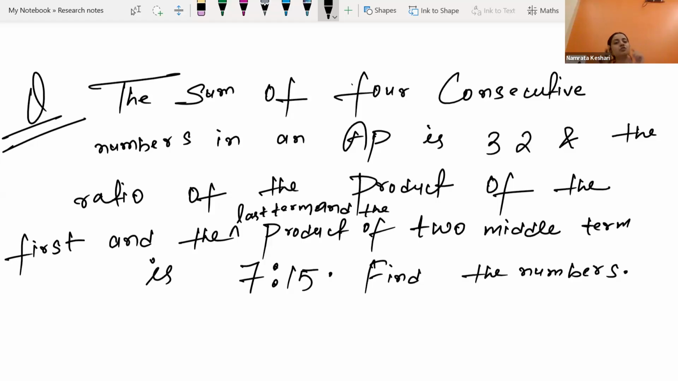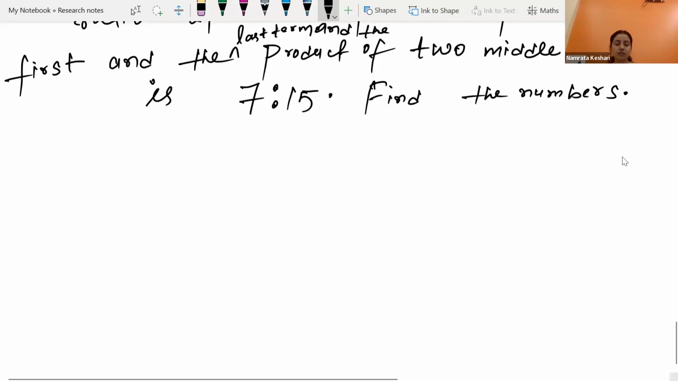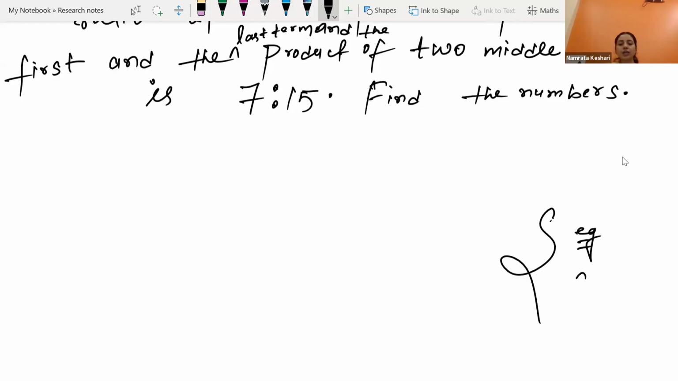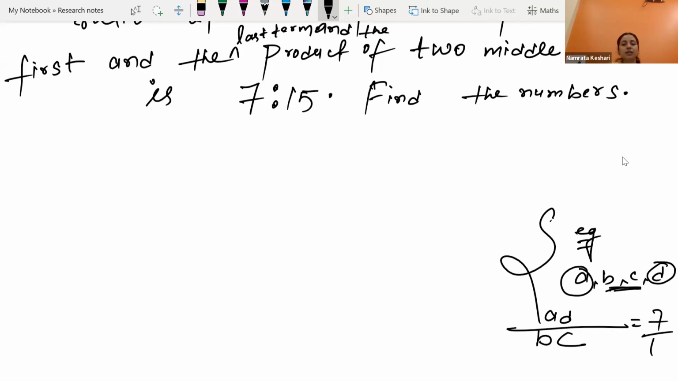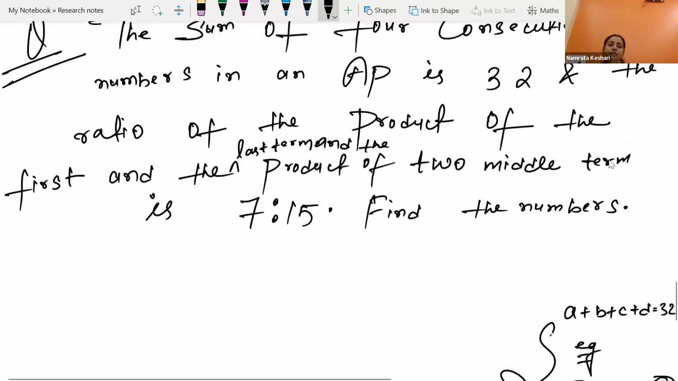is 7/15. If you are having an AP like this, for example, just the explanation of this question, if suppose A, B, C, D are in AP, so the ratio of the product of first and last, that is AD, by the product of the middle two, that ratio is 7/15. That's what the question says. And apart from this, it is also given that A plus B plus C plus D, the sum of all, is 32. You have to find the numbers.